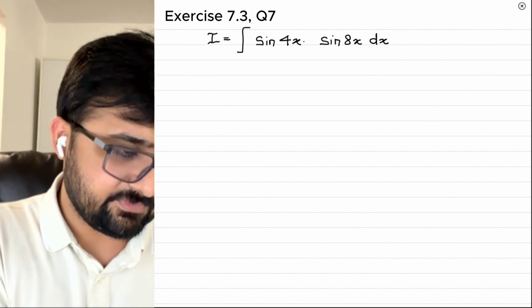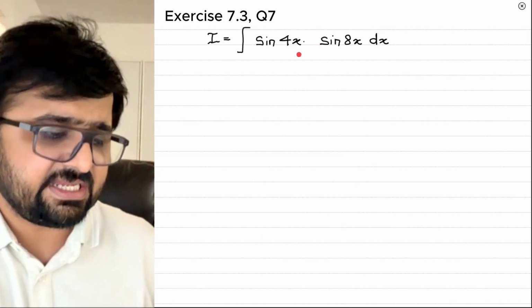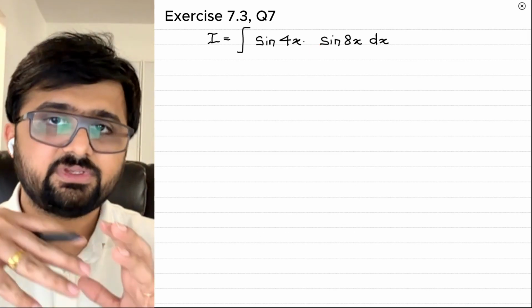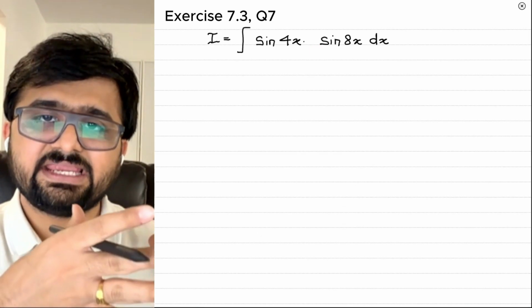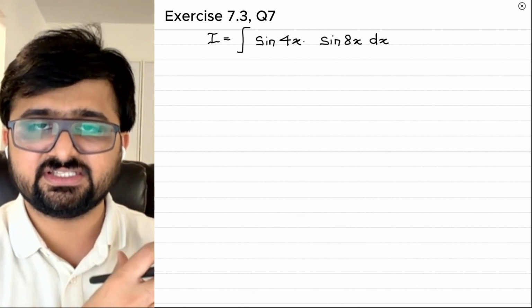All right, let's look at this example. Integration of sine 4x multiplied by sine 8x. Now in integration, whenever we know there is multiplication of either sine or cos terms, we use de-factorization formulas, as we discussed in the previous video.